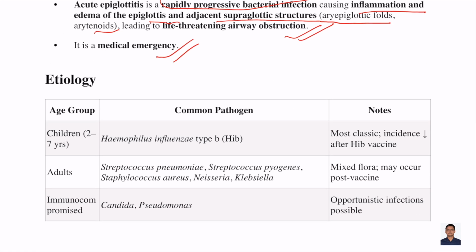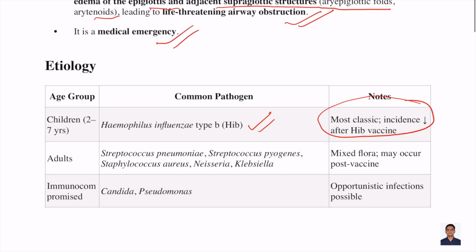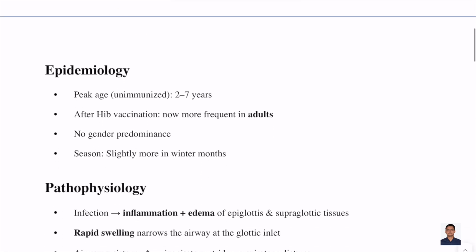Etiology: in children, Haemophilus influenzae B, but its incidence has been reduced after the vaccination. In adults, the common pathogens are Streptococcus pneumoniae, Staphylococcus, and Streptococcus pyogenes, Neisseria, Klebsiella. In immunocompromised patients, Candida and Pseudomonas can be associated with it. Peak incidence is around 2 to 7 years of age. In adults, it affects especially the immunocompromised patients. There is no gender predominance, and it is slightly more common during the winter months.